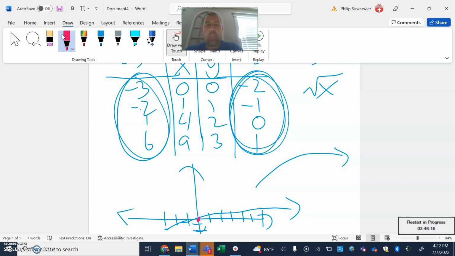It would be 1, 1, right 1, up 1. All right, to the right 4: 1, 2, 3, 4, up 1, 2. All right, to the right 9. Whoa, way out there, and then up 3. All right, so something right around there.